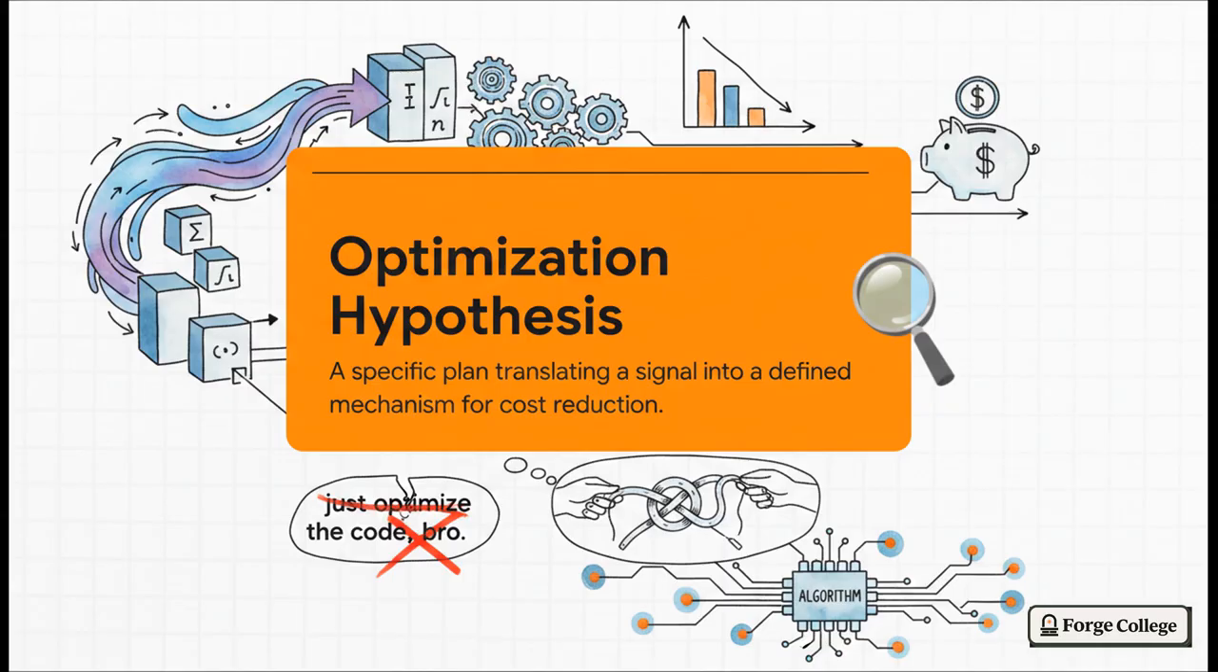What we actually need is a specific, testable plan. Something that translates a measured signal into a clearly defined mechanism for cost reduction. Like, if your compute is too high, you can't just say, make it faster. You have to say, okay, let's replace this O(n²) loop with an O(n log n) approach to cut compute units for large inputs. See the difference? That is actually actionable.